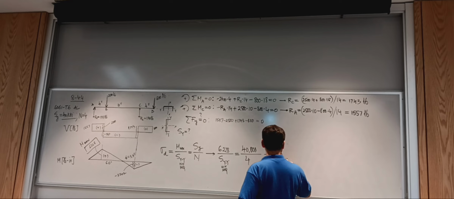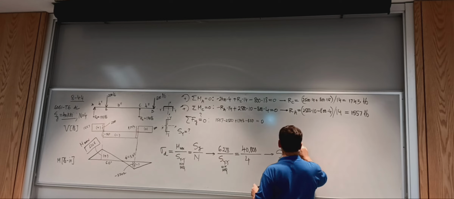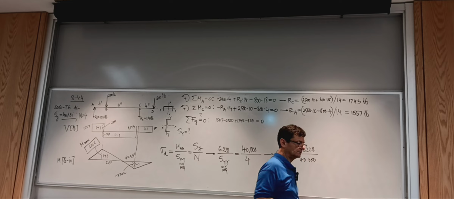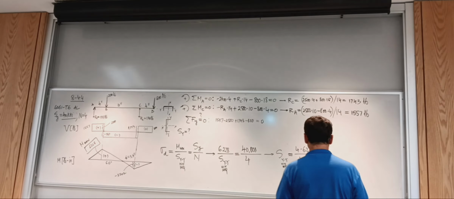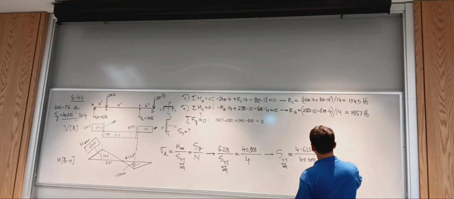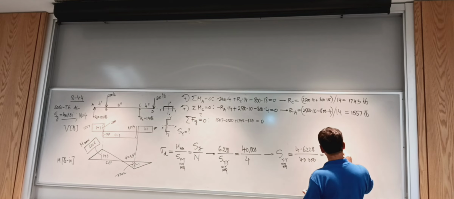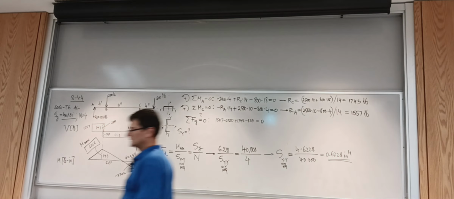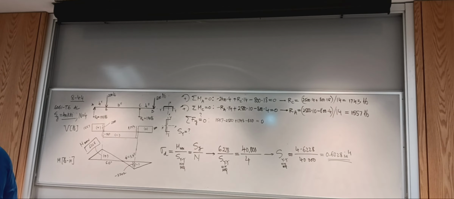SYY minimum required of 4 times 6228 over 40,000. So let's see what this ends up being. 4 times 6228 over 40 exponent 3 equals 0.6228 inches to the power 4. Of course, we will not be able to find a value that is exactly this, but we need something that's at least that many inches to the power 4.